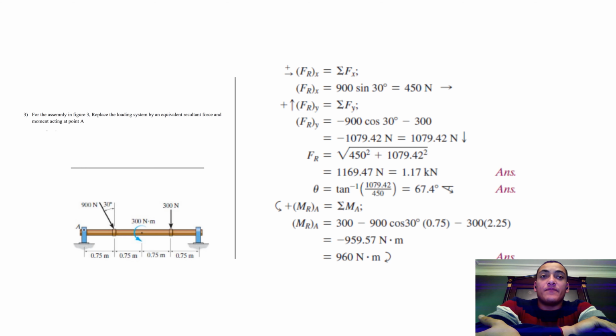Next step is we use the inverse tan rule, which is tan to the power of negative 1 multiplied by 1079.42 over 450, which equals 67.4 degrees.